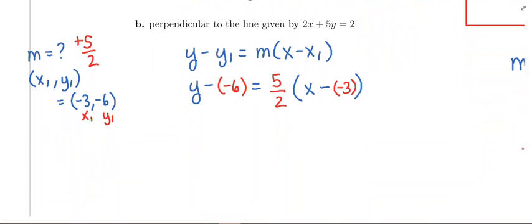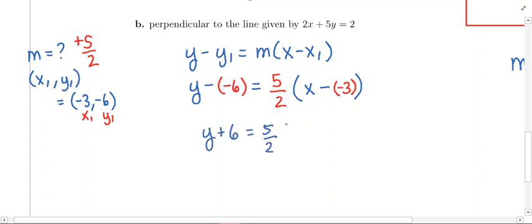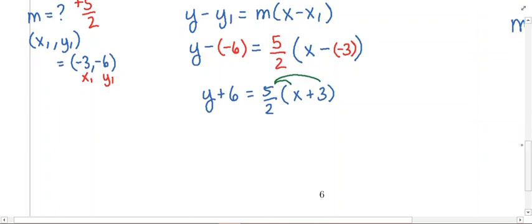So at this point, we've already plugged into point slope form. We just need to simplify and then put it in y equals mx plus b form, and we're done. So on the left, minus a minus will become plus a positive. So we're going to get y plus 6 is equal to 5/2 in parentheses, we're multiplying 5 halves by x plus 3. We've got another minus a minus that will become plus a positive. And then in the next step, we will distribute the 5 halves through.